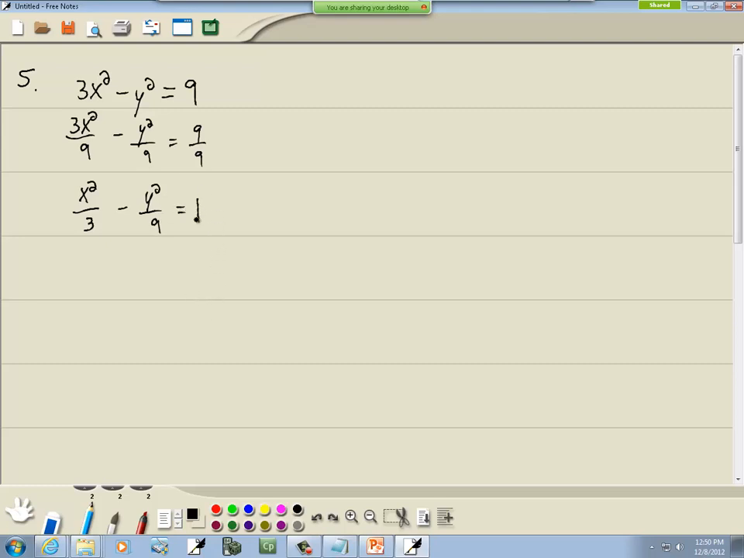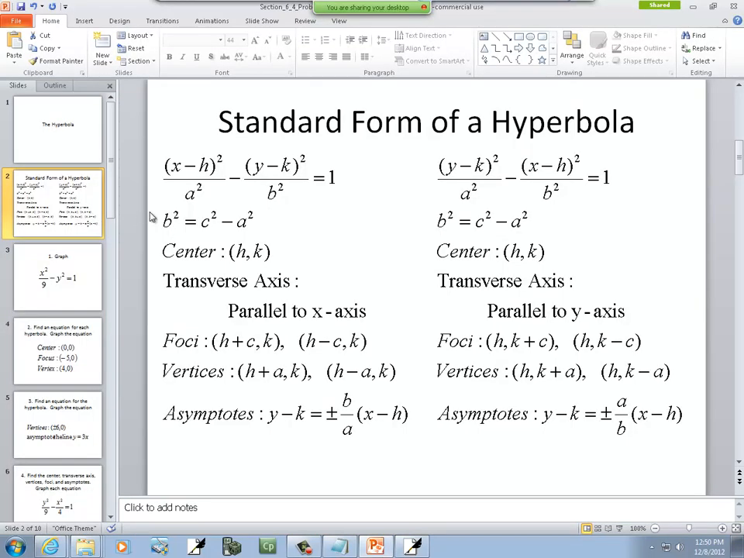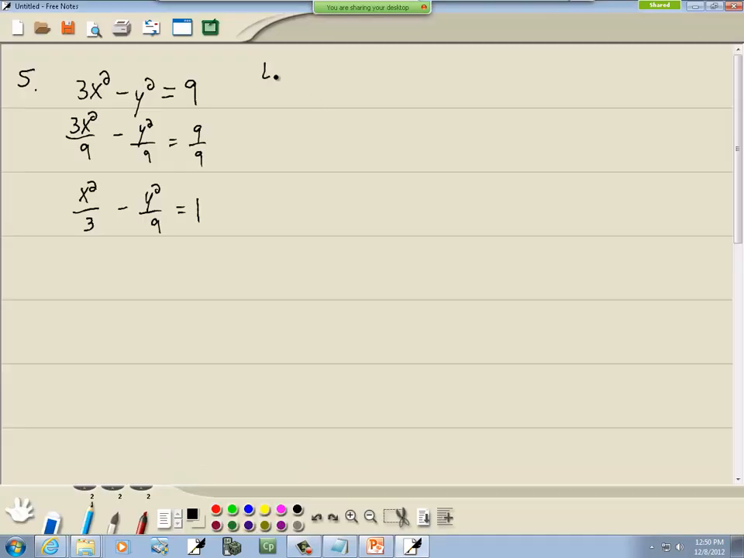Okay, now that I got a 1 there, I notice I got my minus here, which has to be between them, and our x squared is before the minus. Here's the minus. X squared is before the minus is the formula on the left side. So we're going to be working with the left.